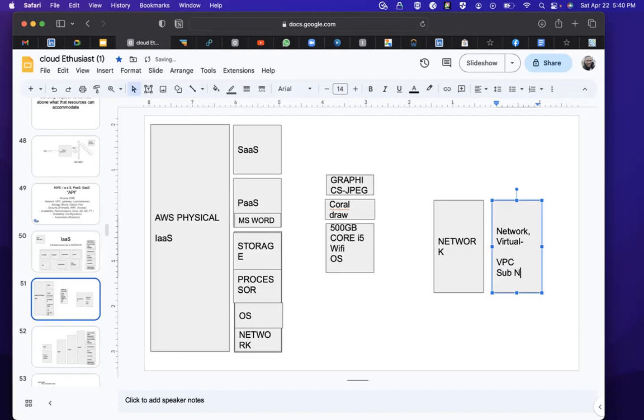Subnet, or sub, means a portion. Then under sub, the word net means network, right? Under subnet, there is another word called route. I'm just trying to give you the registry because I'm going to be explaining all of this. Under the route, there's what we call ACL, access control list. Then you now have a gateway.